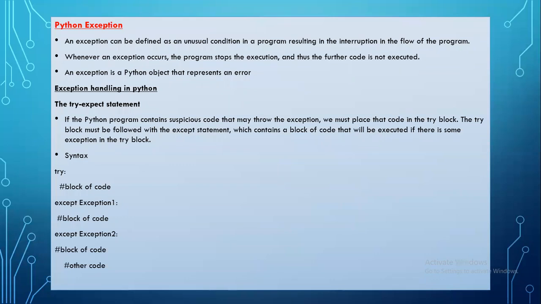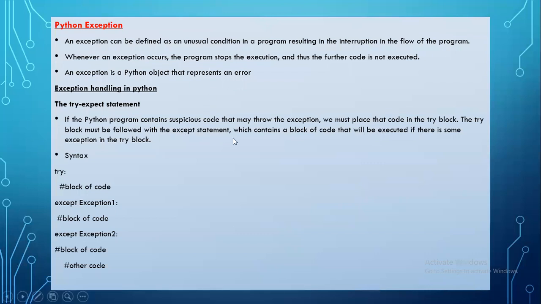The commonly used syntax to handle that error is with the try and except statements. Both are blocks of statements. If the Python program contains any suspicious code that may throw an exception, we must place the code inside the try block. So where are we keeping the error-expected code? Inside the try block.